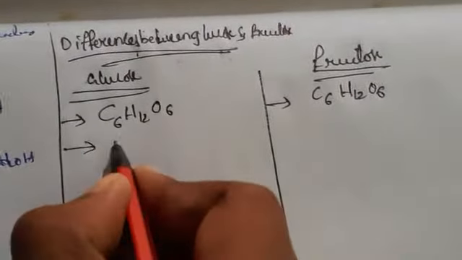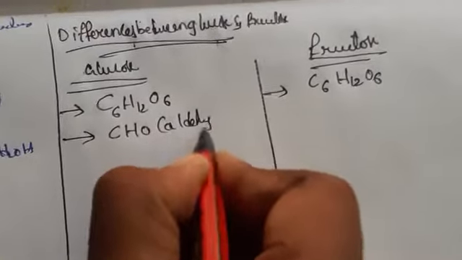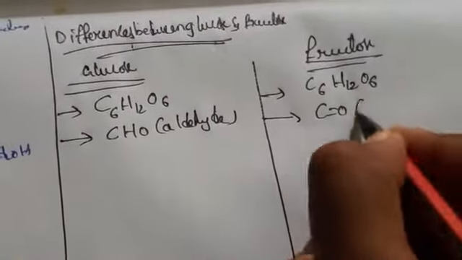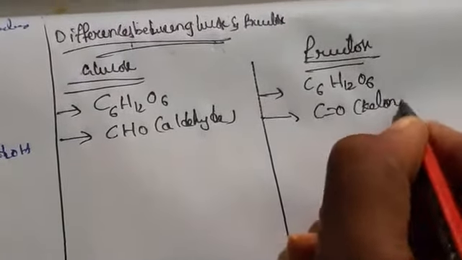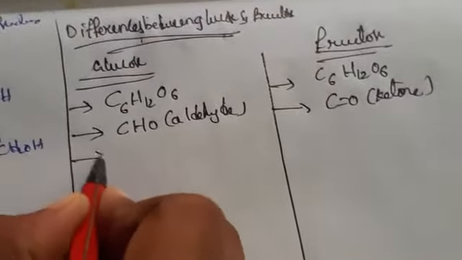But here, an aldehyde functional group is present. Coming to here, a ketone functional group is present. Here the aldehyde group is present, here the ketone group is present. So this is coming to configuration.